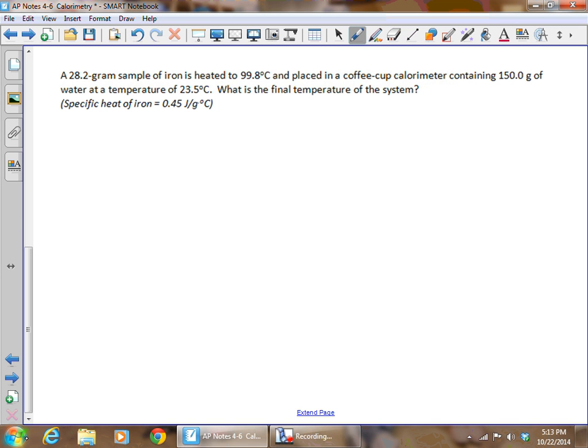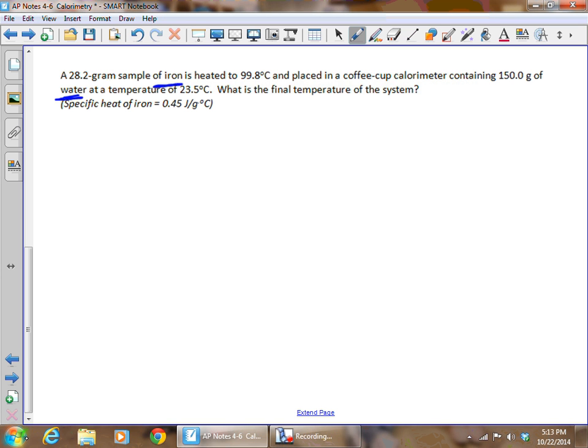Okay, when you have a situation like this where you're not doing a chemical reaction, you're simply putting two substances together that are at different temperatures, then what we're talking about is one of these substances, and we've got iron as one of the substances and water as the other substance. One of them is going to gain heat and one of them is going to lose heat in the system. They're going to meet somewhere in the middle, temperature-wise. The first thing you need to do is to decide which one's gaining heat and which one's losing.